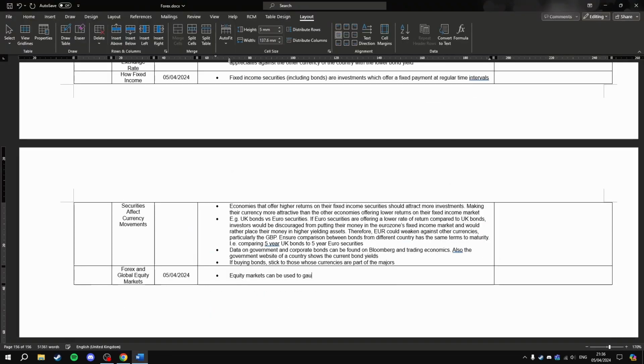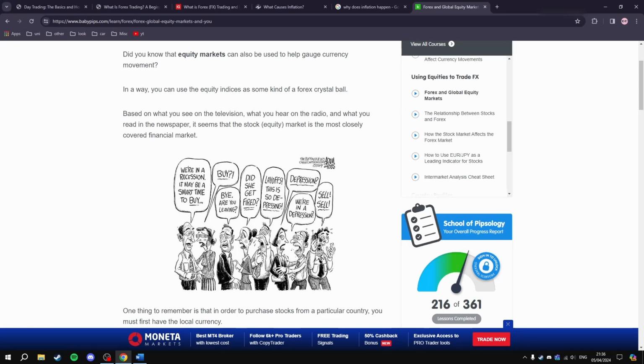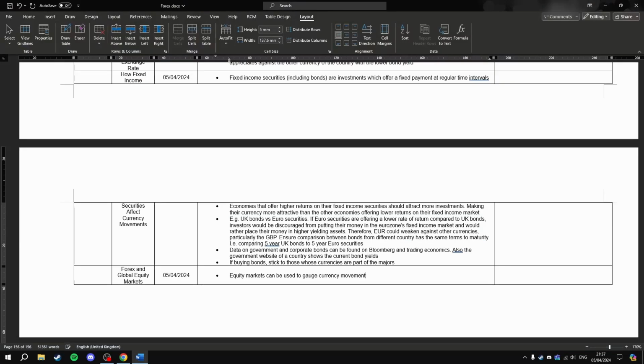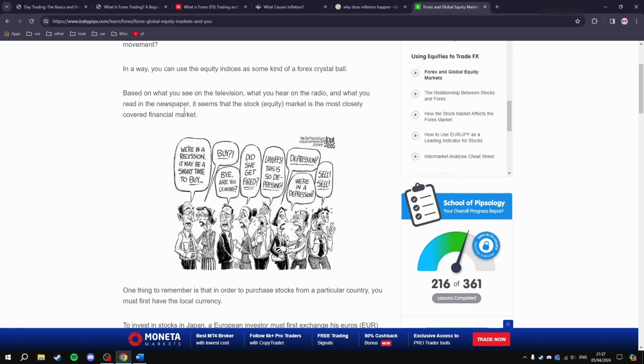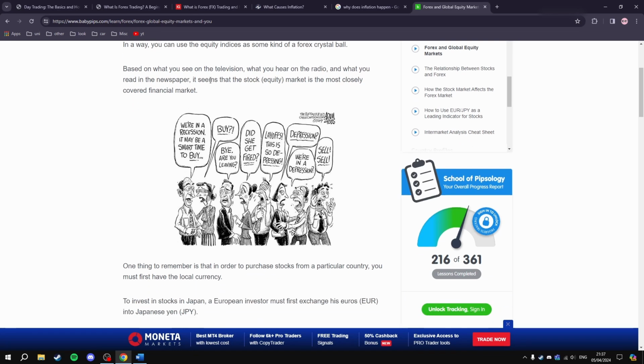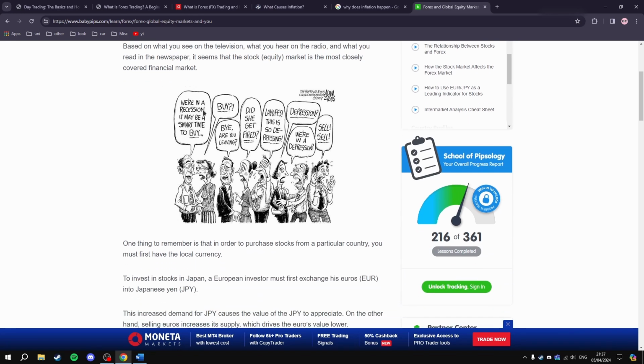Can be used to gauge currency movements. In a way, you can use the equity indices as some kind of a Forex crystal ball. Based on what you see on the television and what you hear on the radio and what you read in the newspaper, it seems that the stock equity market is the most closely covered financial market.